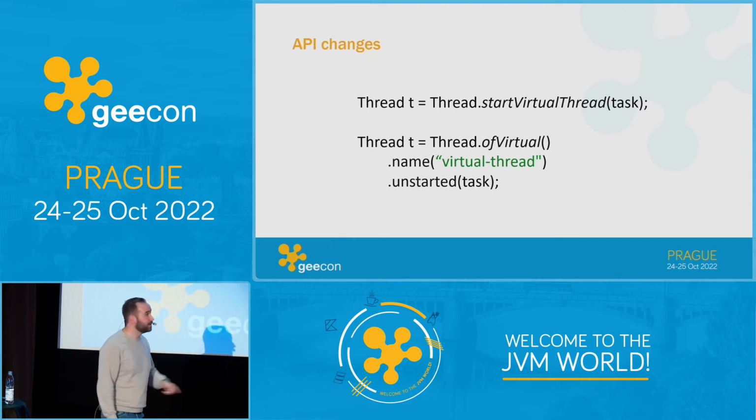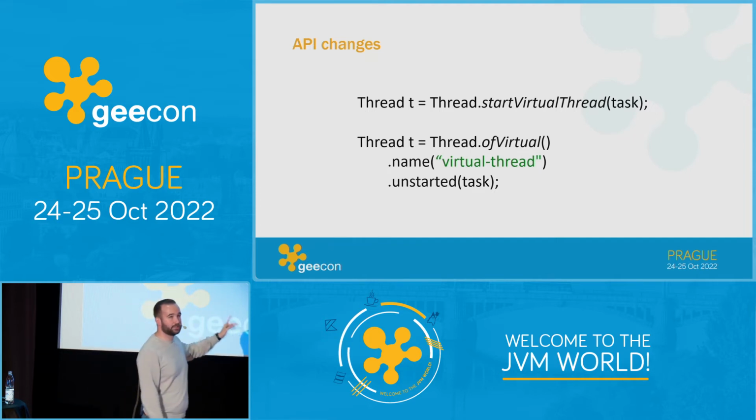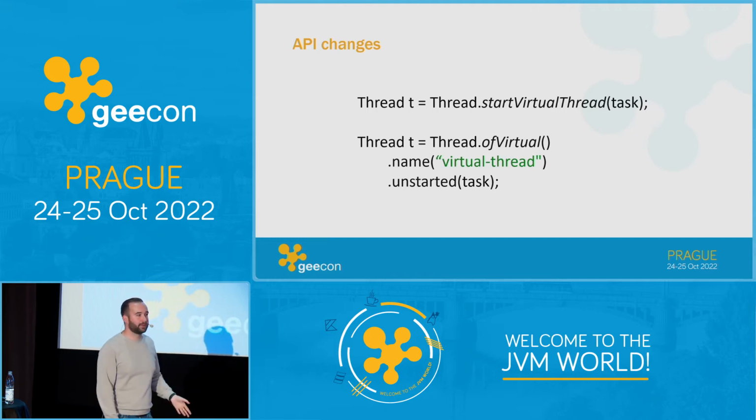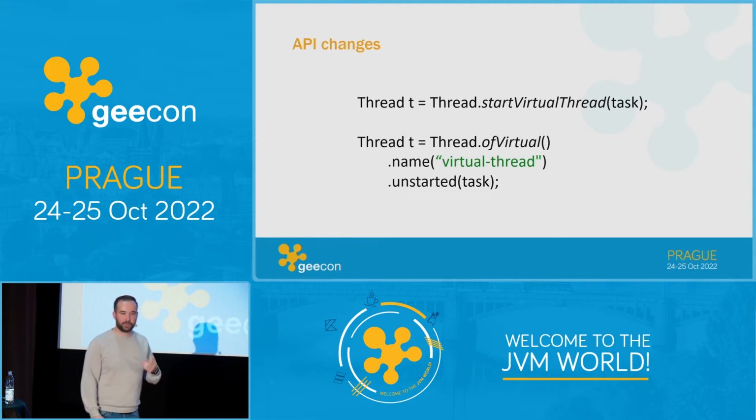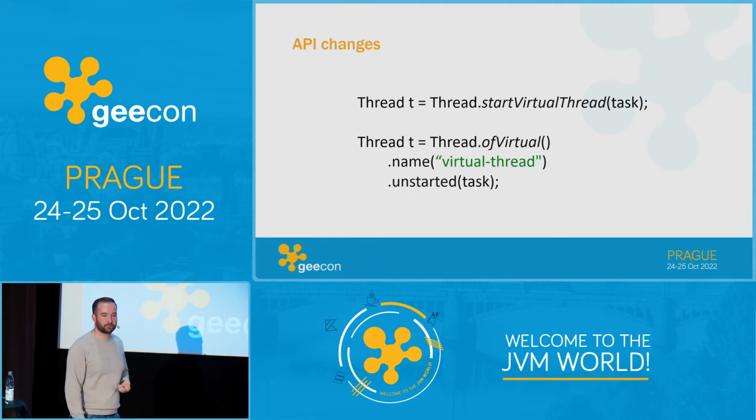And as you can see, both of these two methods return a Thread. So virtual threads are backwards compatible. So your current code or your old libraries can still use virtual threads even though they don't know about them. So they can still benefit from the performance improvements.